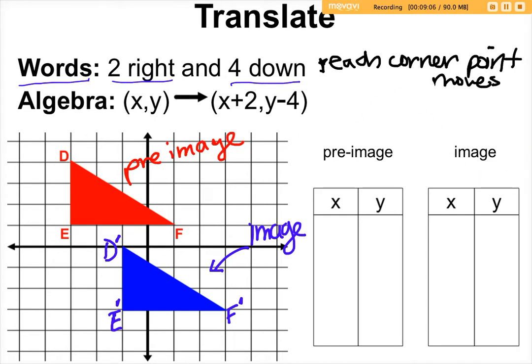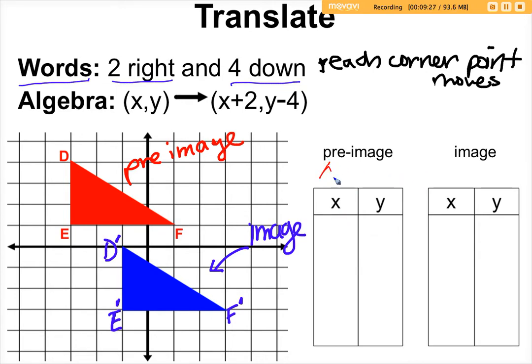Okay, so the old shape is the pre-image, and our new shape is the image. What we want to see is D becomes the image of D. F becomes the image of F. E becomes the image of E. Let's take a look at our ordered pairs for a second.